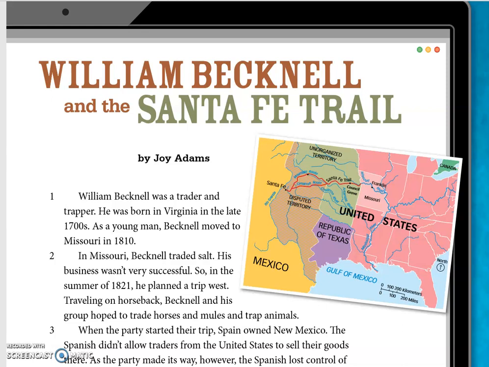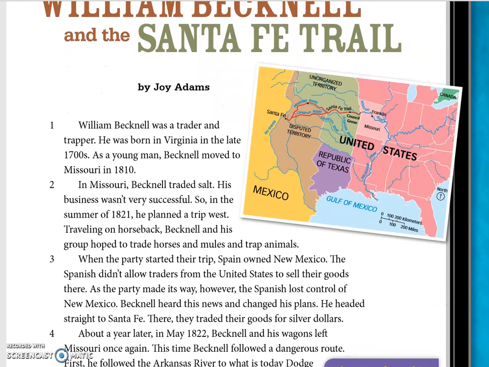When the party started their trip, Spain owned New Mexico. The Spanish didn't allow traders from the United States to sell their goods there. As the party made its way, however, the Spanish lost control of New Mexico. Becknell heard this news and changed his plans. He headed straight to Santa Fe. There, they traded their goods for silver dollars.